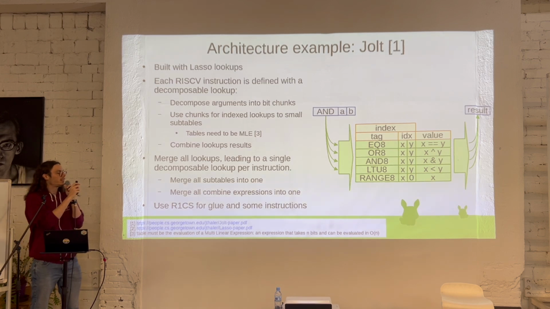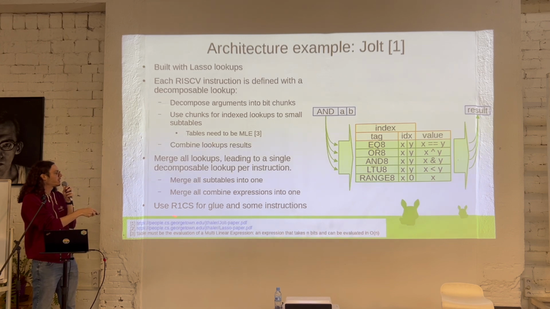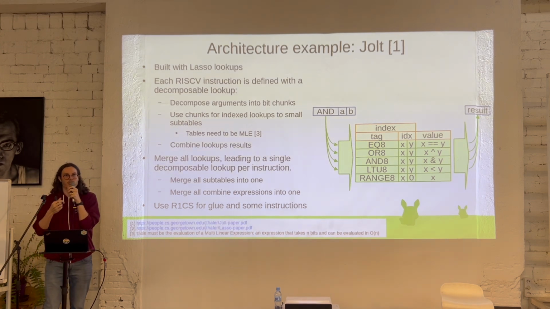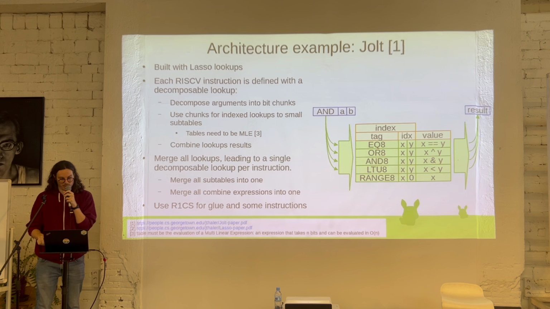And there are some details. There are some instructions that are hard to do with lookups, so they have some R1CS constraints for those particular instructions. And also, to add glue and update different parts of the state, they also use R1CS constraints.